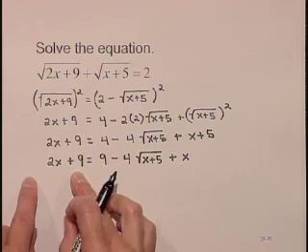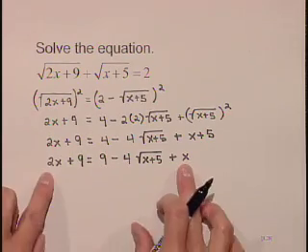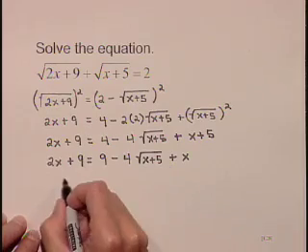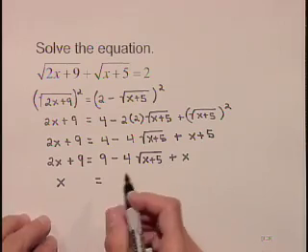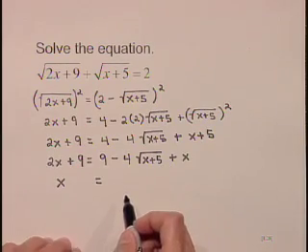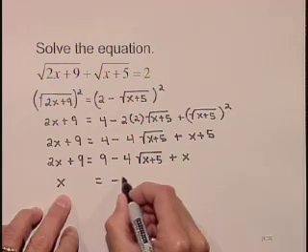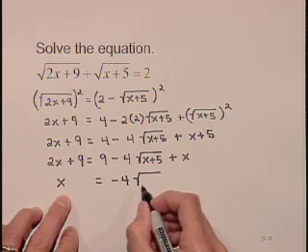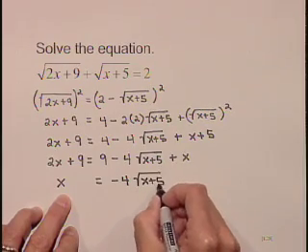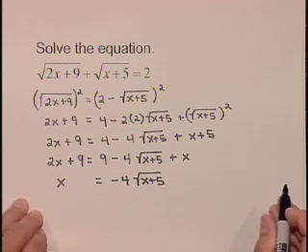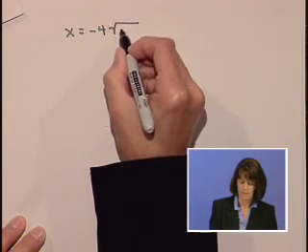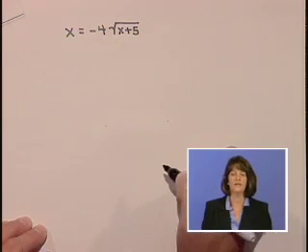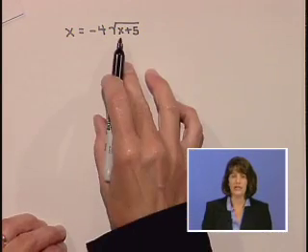Now we'll begin to combine like terms over on the left-hand side. Subtracting x from both sides, 2x minus that x is equal to x. As we subtract 9 from both sides, it disappears. So we're left with the statement x is equal to a negative 4 times the square root of the quantity x plus 5. So our equation looks like this. Let's square both sides again to eliminate that radical.